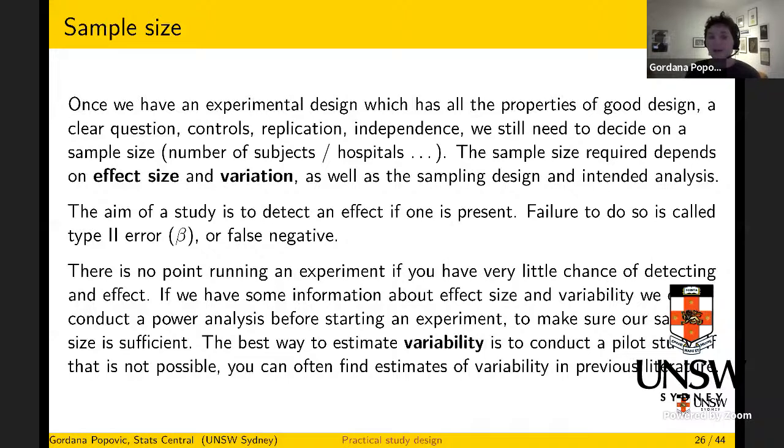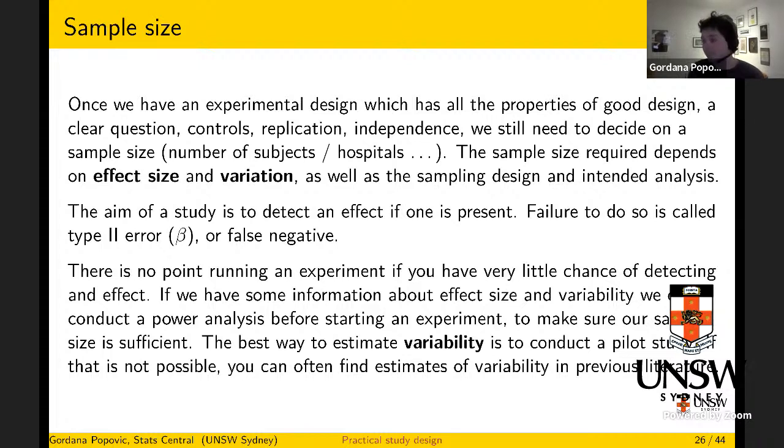So first of all, the aim of a study is to detect an effect if one is present. So detect the difference between two groups if there is a difference. That's what we want to do when we do an experiment. If you fail to do so, that's called type 2 error or false negative. So you don't want that. If there is an effect and it's of a size that makes a difference that's meaningful, then you want to be able to detect that. So you don't want to have a sample size that's too small to detect the effect that you're interested in.